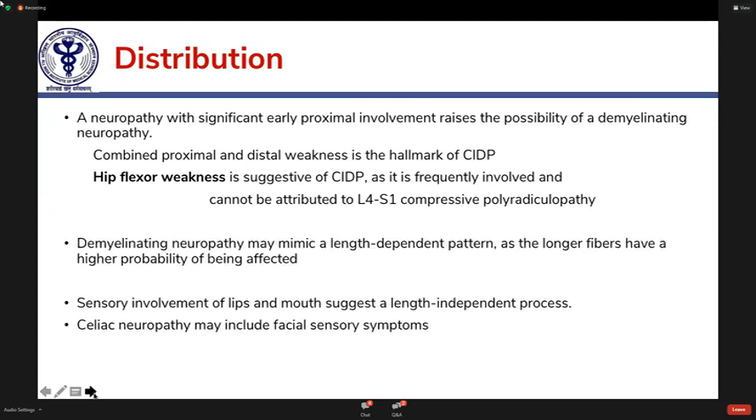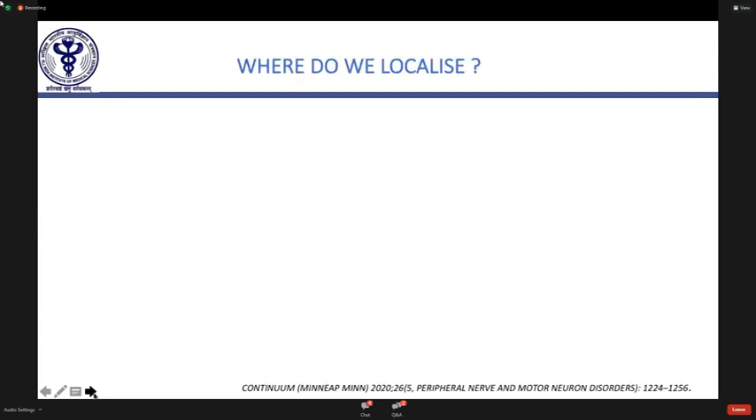And sometimes demyelinating neuropathies can mimic a length-dependent neuropathy because, ultimately, the longest fibers have a propensity to get affected more, due to other factors also. Sensory involvement of the lips and mouth is more of a length-independent process. And in celiac neuropathy, which I mentioned, the facial sensory symptoms may also sometimes cause a trigeminal and facial sensory involvement, something which we don't usually see very commonly.